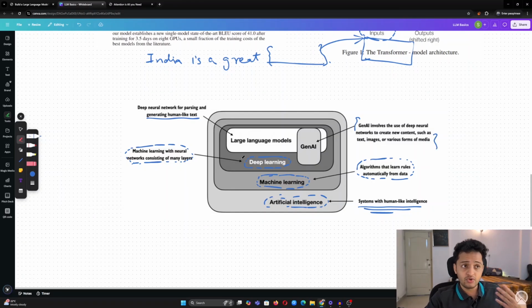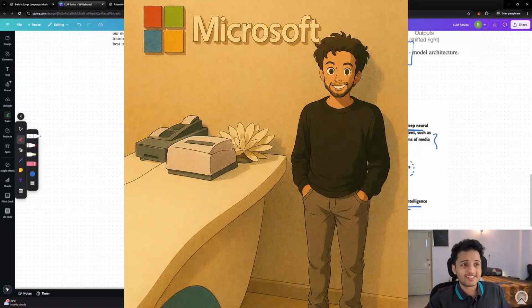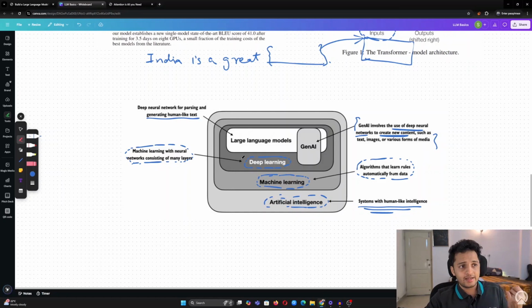And now next comes something called generative AI. I'm sure a lot of you must have heard about it, right? So generative AI involves the use of deep learning networks to create new content. You must know about Ghibli art, right? Ghibli art, creating a lot of images, videos, all of this is possible using generative AI.